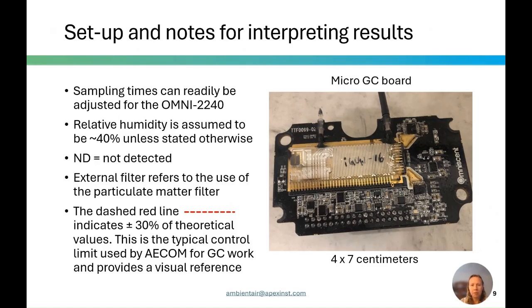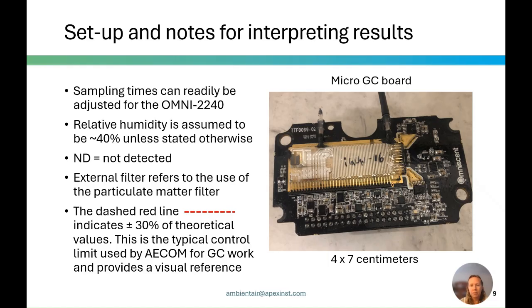I wanted to share a couple setup and interpretation notes before we move on. So sampling times here for the Omni 2240 Micro GC can easily be managed from the cloud-based platform where you control the performance of the testing of the device and data analysis. Please assume that humidity was around 40% unless otherwise stated. The use of ND throughout the slide deck refers to not detected. External filters were typically removed for all sampling unless indicated otherwise.